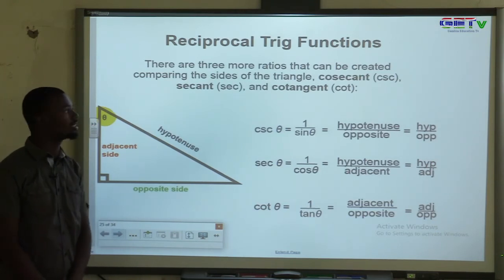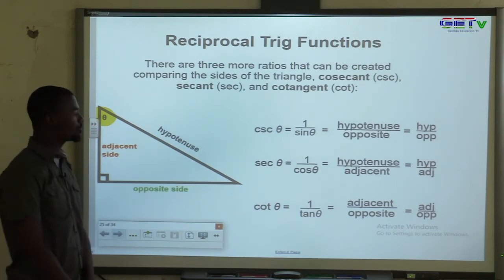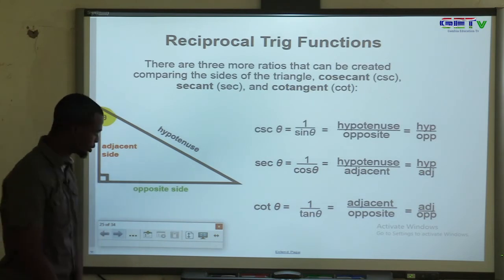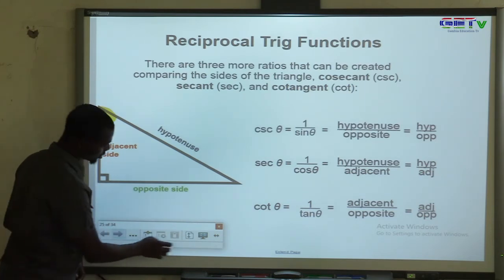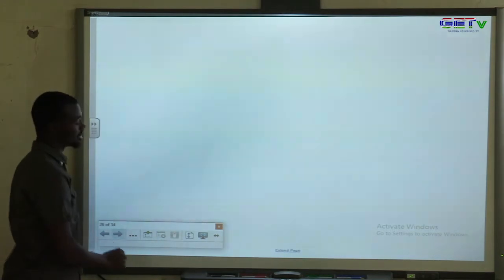Reciprocals of the trigonometric functions. Now let's look at the reciprocals of the trig functions.